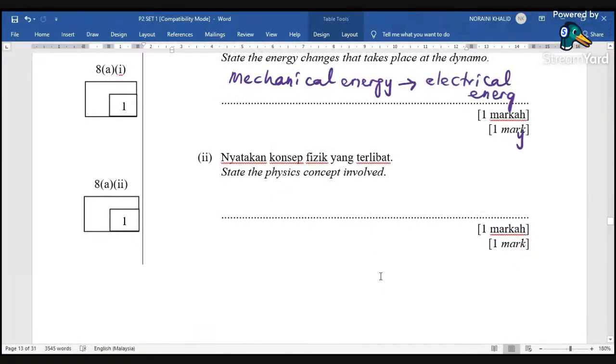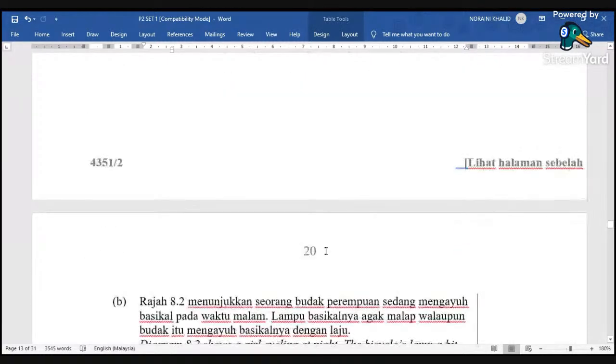Okay, state the physics concept. Electromagnetic induction. The current produced when rotates the magnet in the coil will generate current by process of induction. So we call it electromagnetic induction.